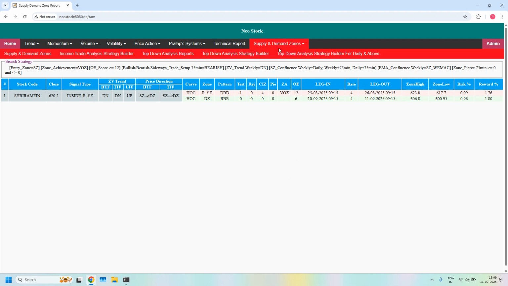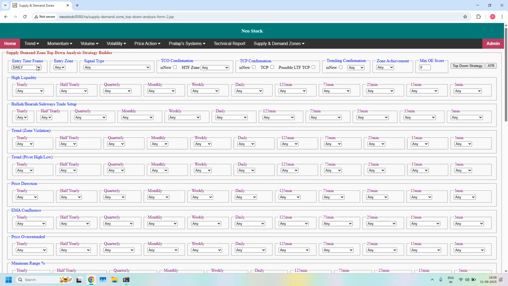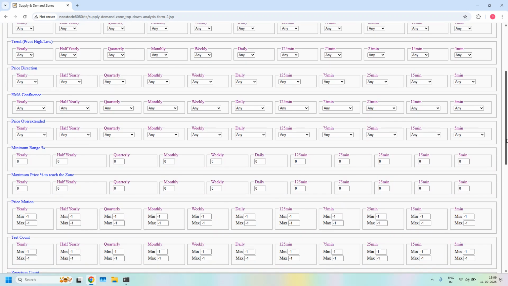Okay, next I will generate daily income trade reports. Entry time frame is 15 minutes. Entry zone, demand zone, bullish, bearish, sideways at 15 minutes. Sideways long zone achievement. VOZ minimum order enhances score 11. And the 15 minutes demand zone should not be pierced.